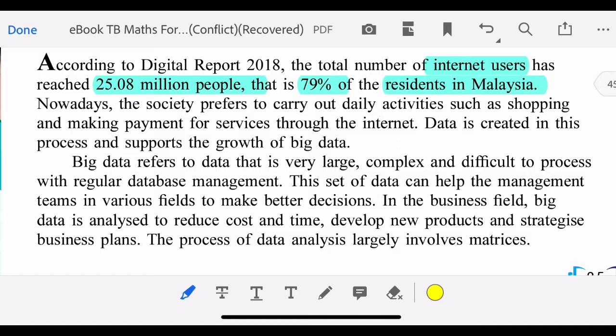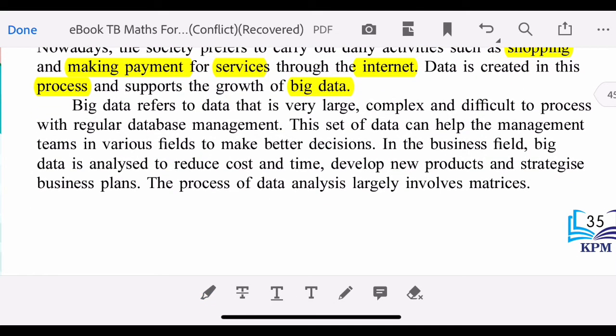Nowadays, society prefers to carry out daily activities such as shopping and making payment for services through the internet, right? For example, you have Grab food, and then Grab car, you have everything Grab, right? So data is created in this process, supporting the growth of big data. With everything through the internet, the data in the computer becomes bigger and bigger.